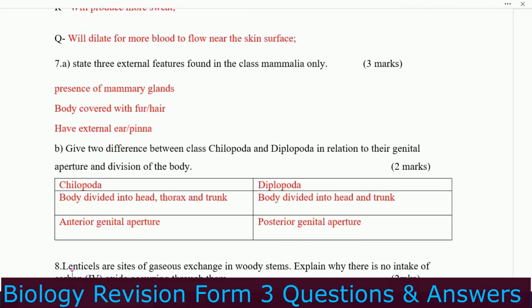Number 7, state 3 external features found in the class Mammalia only. Three external features found in the class Mammalia only. Presence of mammary glands, body covered with fur or hair, and having an external ear or pinna.